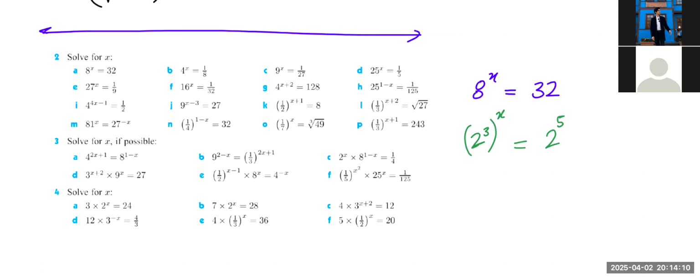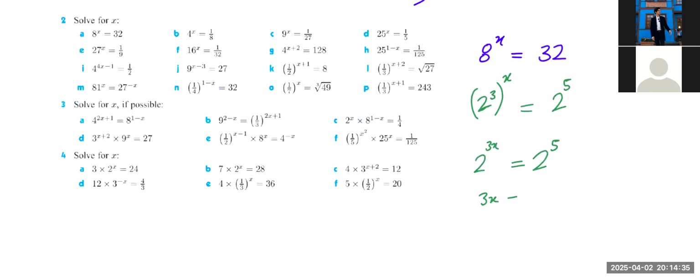Because watch. What can I simplify this to, by the way? Is there anything I can simplify this to? Let's think about simplification first. So how do I simplify this using one of the exponential rules? Times, right? 3x, exactly. Now we see that for this thing to be equal to this thing, 3x would need to be equal to 5, which tells us that x is actually 5 over 3.